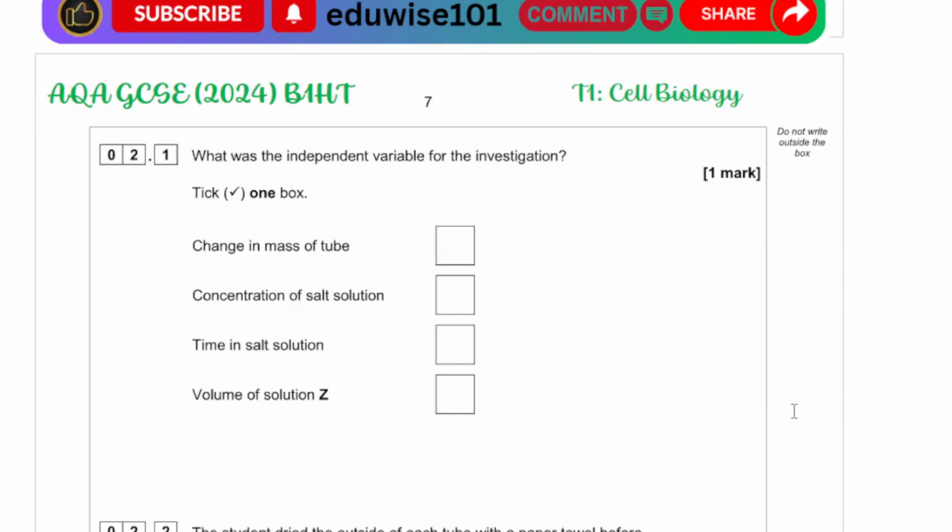What was the independent variable for the investigation? The independent variable is the concentration of salt solution that was used. The change in mass is the dependent variable. The time is a control variable. Volume is also a control variable.